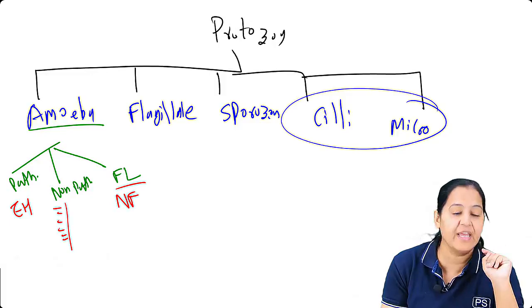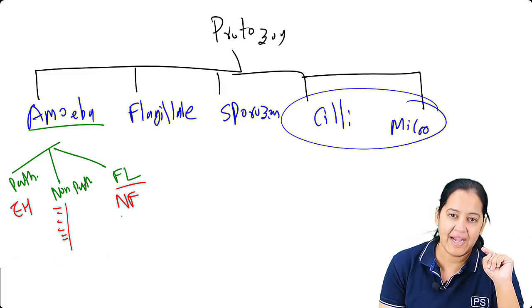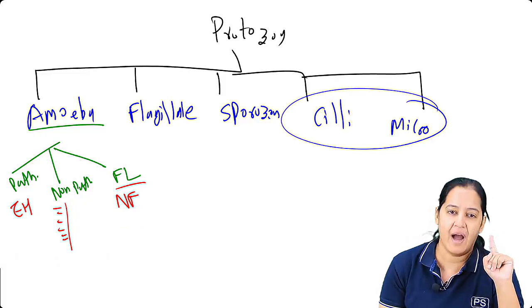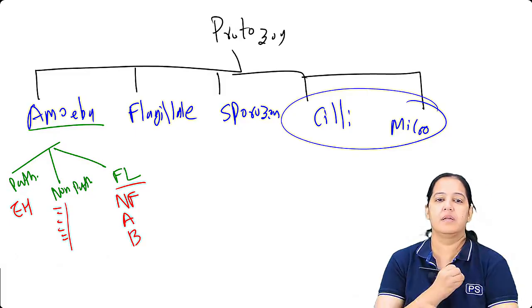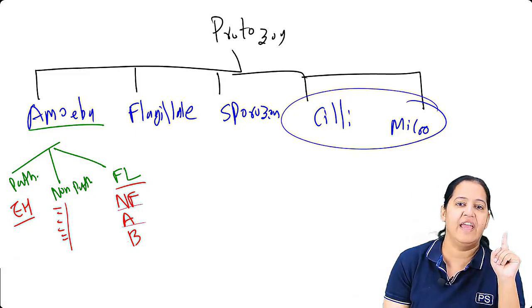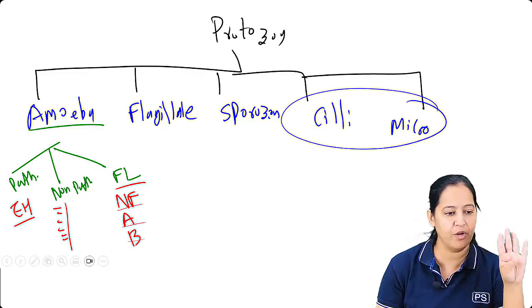Naegleria fowleri. बोलो, Naegleria fowleri. Acanthamoeba and Balamuthia. So you can learn the first letter: Entamoeba histolytica is EH, NF, A and B. You can learn like that. है ना? So these are the 4 amoebas I am going to teach you.